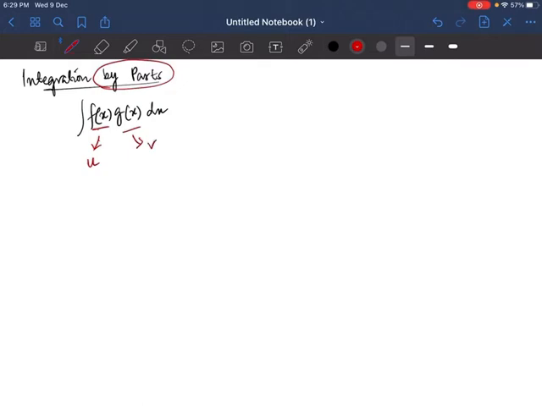Then I will apply the formula: integration of uv dx is equal to, first, the one which you have selected as u, it will come out like this. Then integration of v dx, then minus integration of the function which you have taken as u, you will just differentiate that function, du/dx, times integration of v dx, and the entire thing dx, because of this bigger integration.